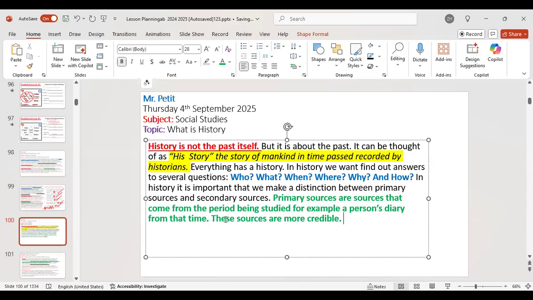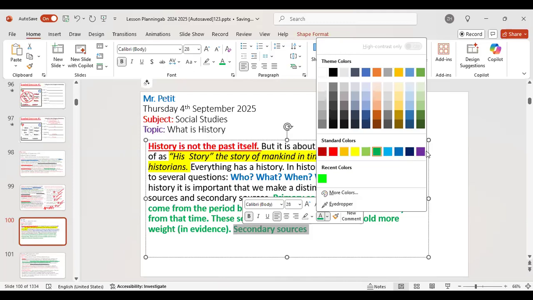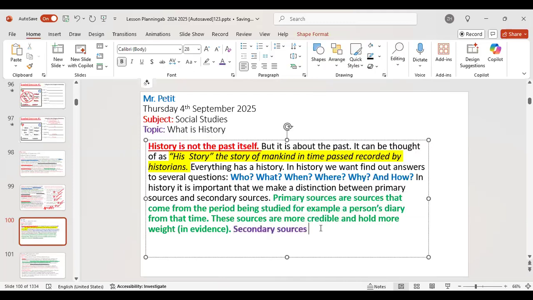Right? So they hold more weight of evidence. When we talk about evidence, this is what we're going to use. This is the real deal, the real McCoy. Then secondary sources are helpful. Sometimes we just go off of secondary sources because we don't have the primary sources. But whenever you try to do something, use primary sources as much as possible. It makes your work way more credible, right?